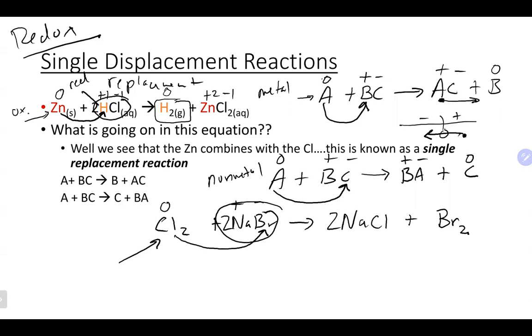100% of the time when we get to a double displacement, you're going to always be starting with 2 things that are ionic. Other questions? Yeah.